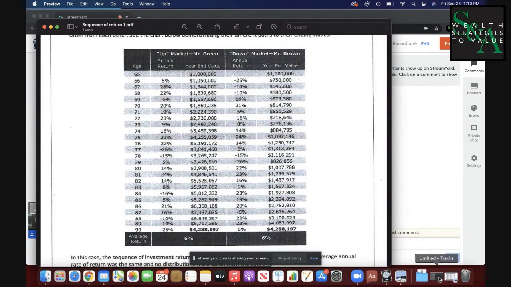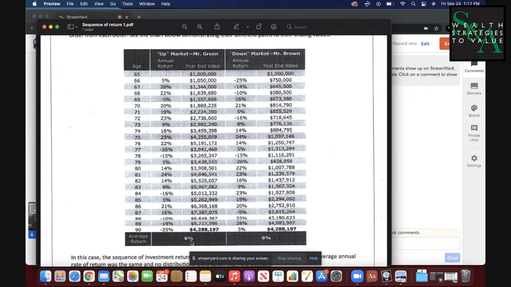And what you're going to see here in front of you is two different people, and they are retired at age 65. They both have $1 million in their account value, and the sequence of return. This is an up market for Mr. Green. So you can see positive return, one little negative, positive, positive, positive. But what we did was we showed how over this 25 years, his million is now 4,288,197. So if we average all the highs and lows here, it's an average return of 6%.